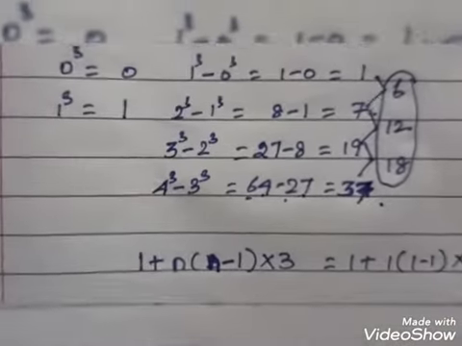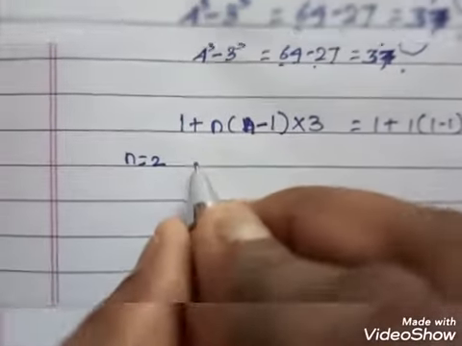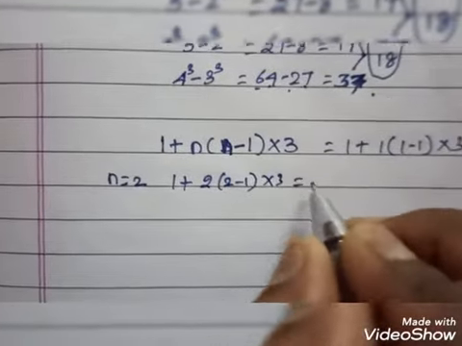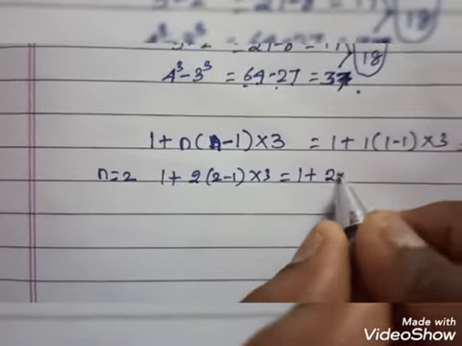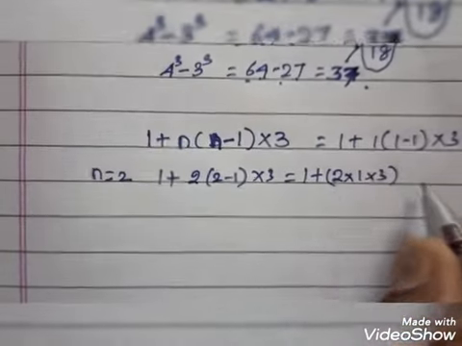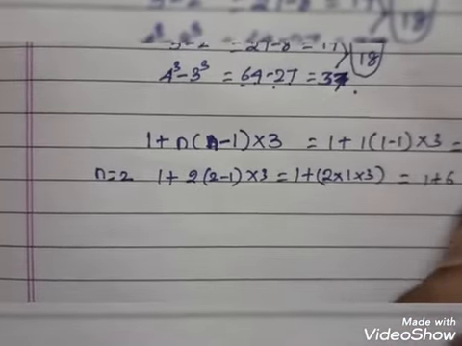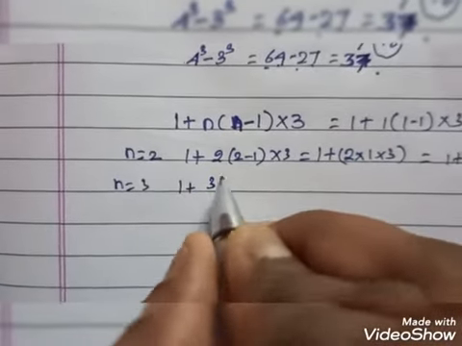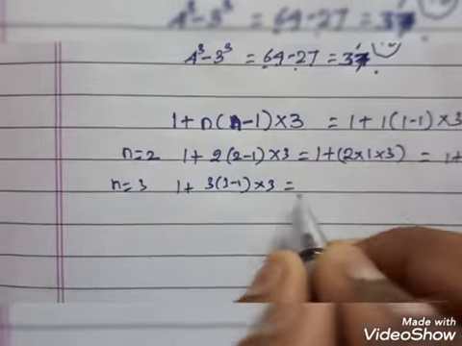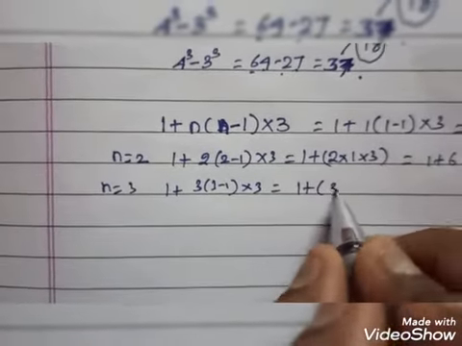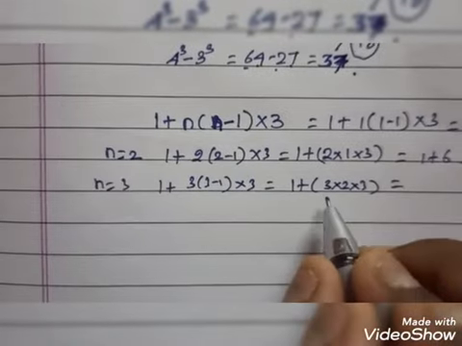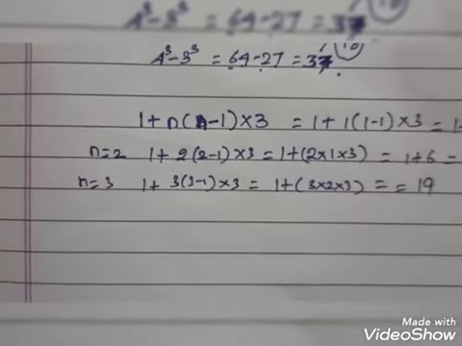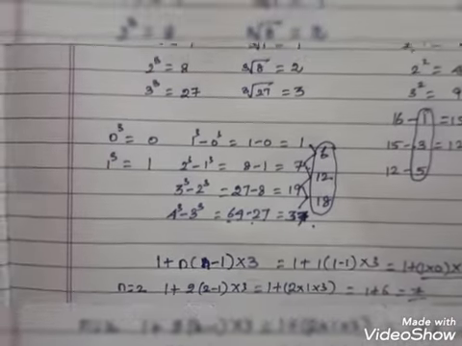In the same way, if we take n equal to 2, 1 plus 2 into 2 minus 1 into 3, 1 plus 2 into 1 into 3, 1 plus 6 which is equal to 7. If n equal to 3, 1 plus 3 into 3 minus 1 into 3, which is equal to 1 plus 3 into 2 into 3. 3 3s are 9, 9 2s are 18, plus 1 you get 19. So you got the sequential order 1, 7, 19.